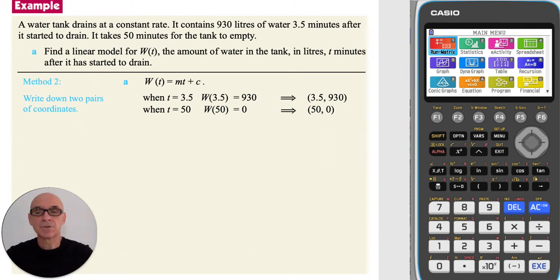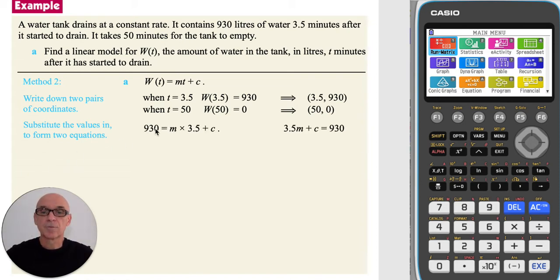To use method 2, a system of equations, once you've written down the two pairs of coordinates, we substitute the values into the function to form two equations. Substituting in 930 for w and 3.5 for t gives 3.5m plus c equals 930. And substituting in 0 for w when t equals 50 gives 50m plus c equals 0.